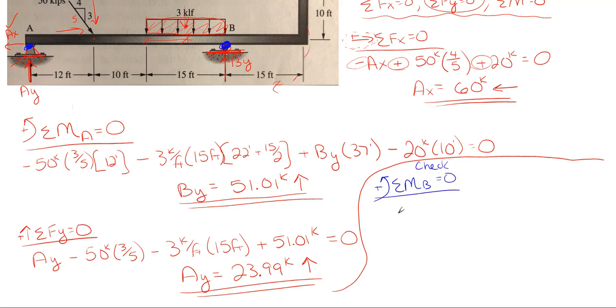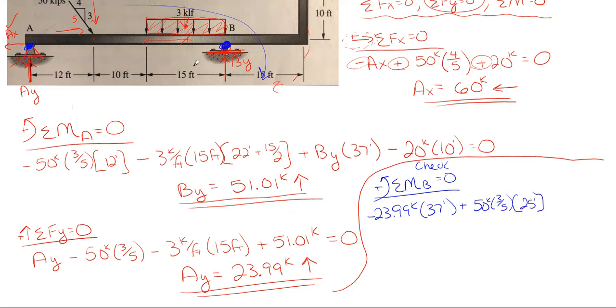Equal to 0. So I have a sub y up first. So it's going to be 23.99 kips times its distance to B, which is 37 feet. It will be rotating clockwise about point B. So it'll be negative. And then I will have the vertical portion of the 50. So it will be rotating counterclockwise about point B. So that'll be positive 50 times 3/5 in the vertical direction. Its distance to B will be 25 feet.